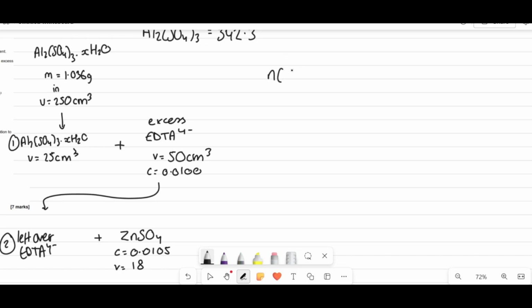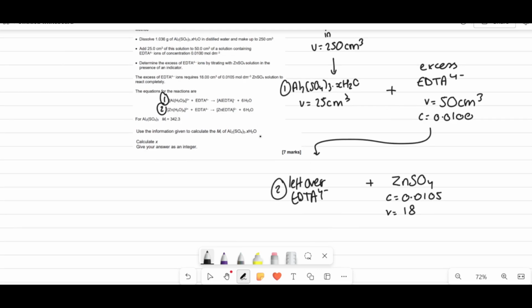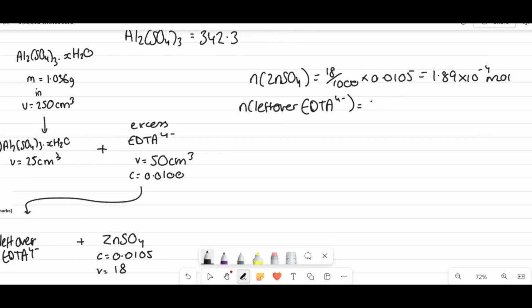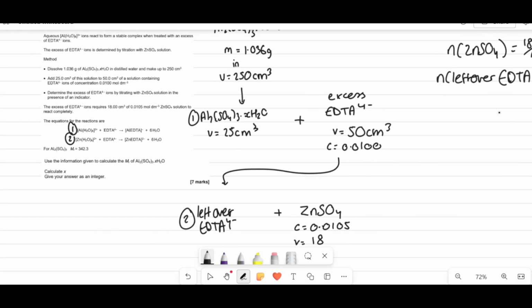So the moles of the ZnSO4 is going to be its concentration times volume, so 18 over 1,000 times 0.0105, which gives you 1.89 times 10 to the minus 4 moles. Great. Now, if we look at our equations here, these react in a 1-to-1 ratio. So we now know how much EDTA4 minus is left over. So the moles of the EDTA4 minus left over, and you should write it like this so you don't get lost in your calculations, is also going to equal 1.89 times 10 to the minus 4 moles, right? So we need to now work backwards a bit here.